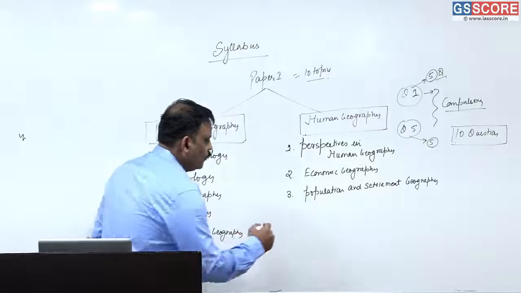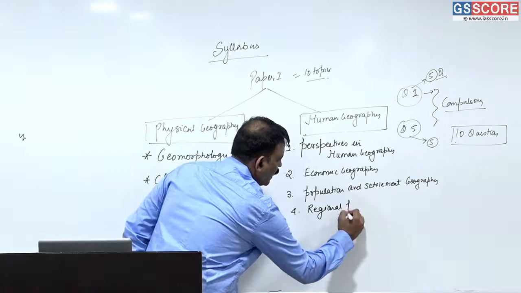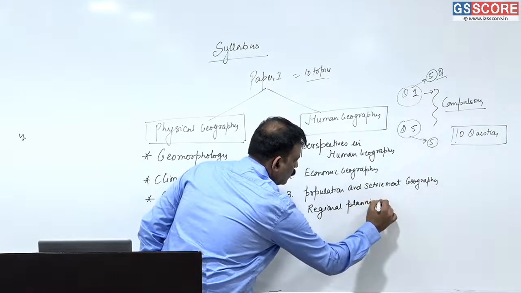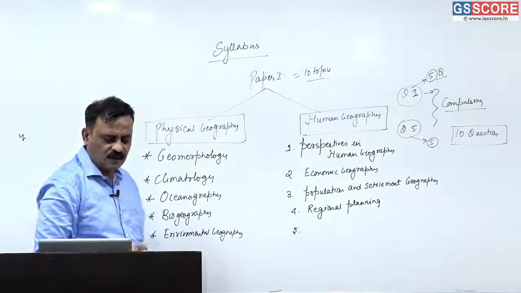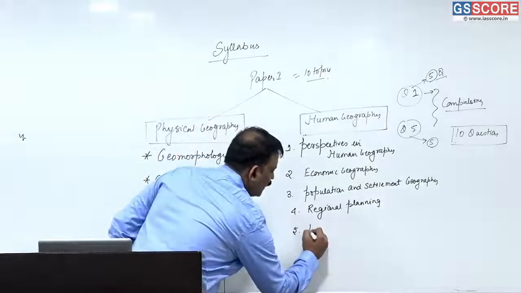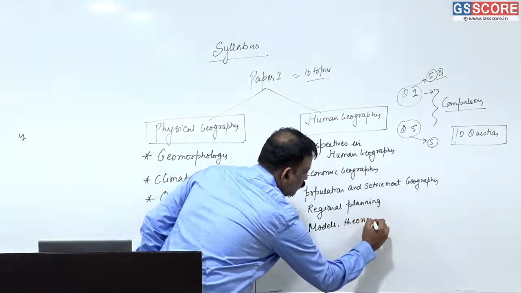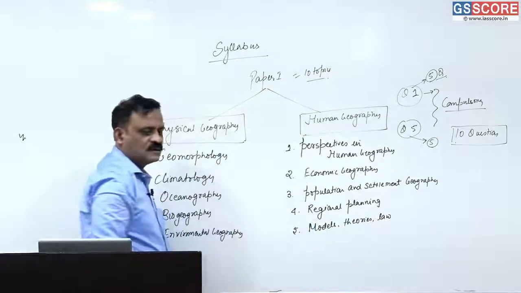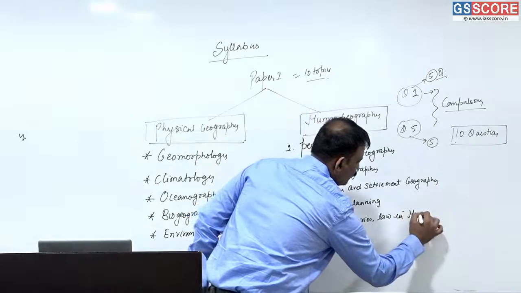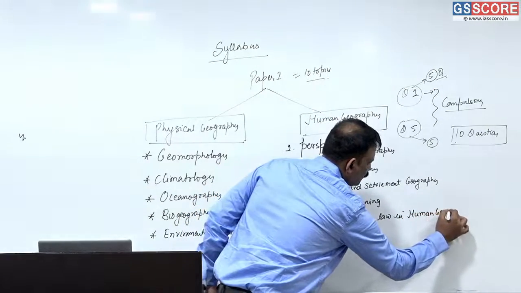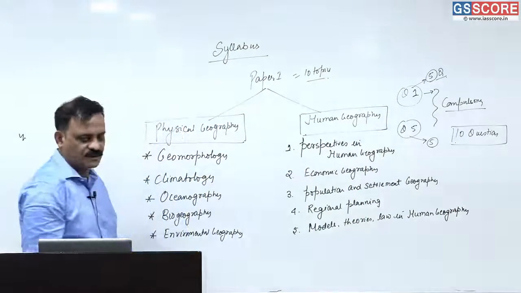Now the fourth topic is regional planning. And the fifth topic, if you look at the syllabus, you will find models, theories, laws in human geography. So these are the complete 10 topics which are part of your paper 1 syllabus.